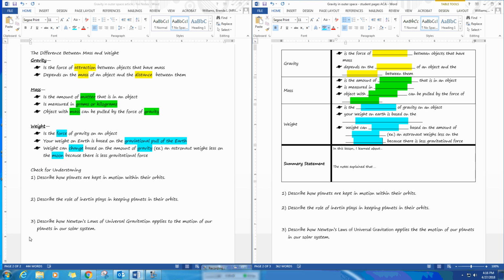Okay, question number 3. Describe how Newton's laws of universal gravitation apply to the motion of our planets in our solar system. That's your last question. When you're done answering that question, then you need to go back to Canvas and go back to the mission and make sure you follow the rest of the steps to complete your mission.